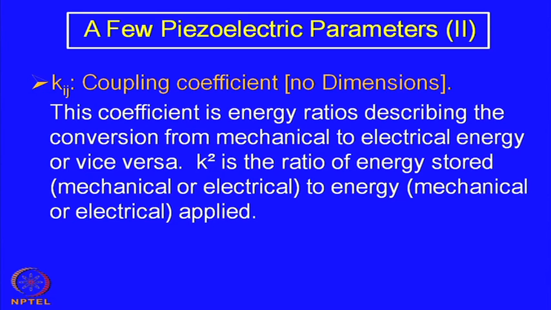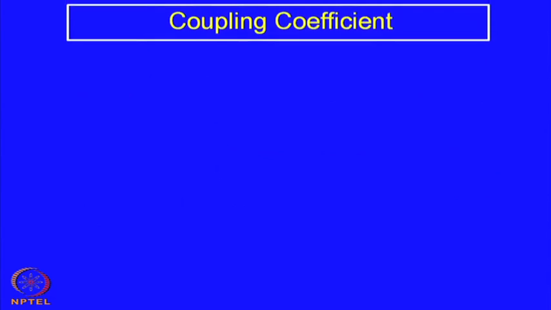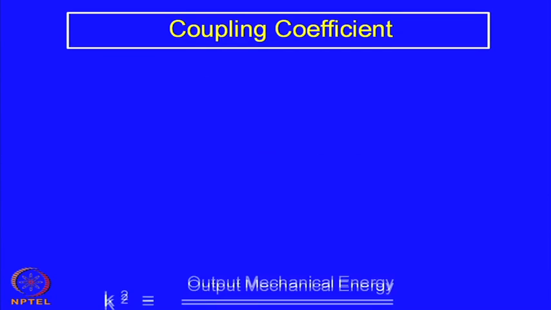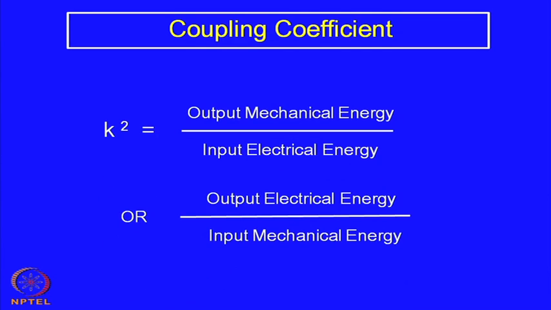One form of energy you are applying and getting back another form of energy. So, there must be a certain amount of loss, and so the coupling coefficient is basically the ratio of the two energies, and therefore a number. So, k square is the output of mechanical energy over input electrical energy, or output electrical energy over input mechanical energy. So, these are the 4 terms by which the property of piezoelectric materials can be described.